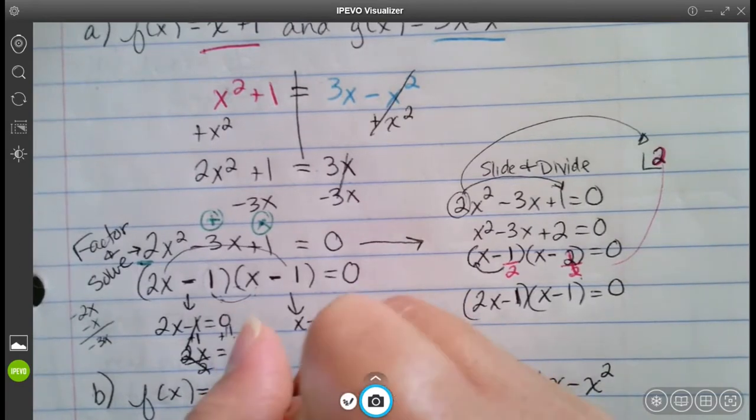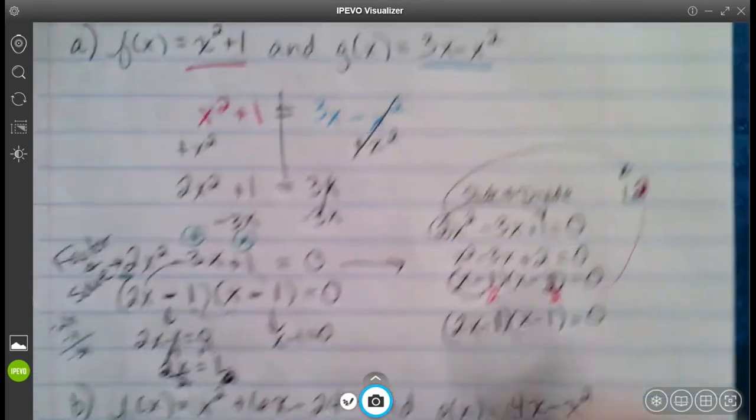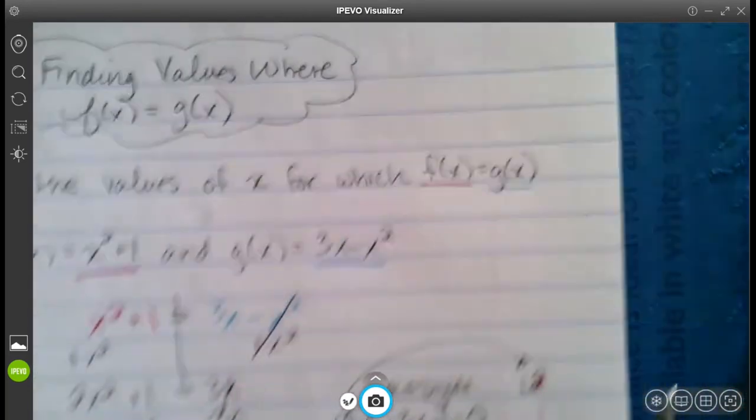And I know it's super tiny right now. Sorry about that, guys. Let me do this one in a better spot because it's kind of hard to see. So I'm going to move it up here to a corner.